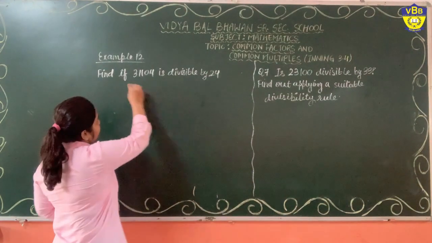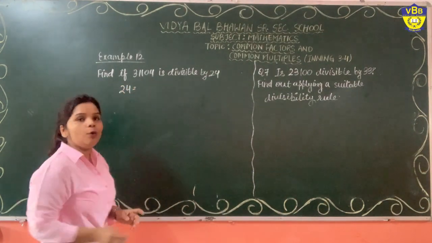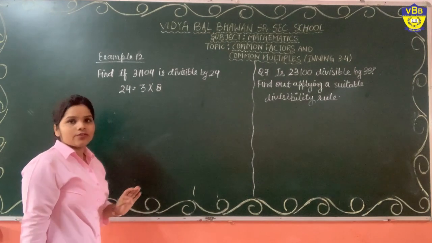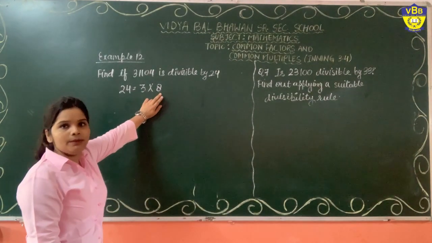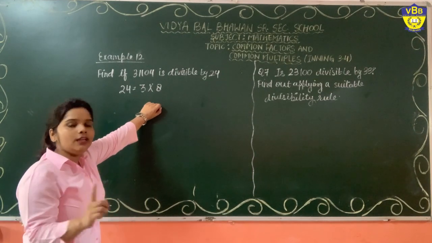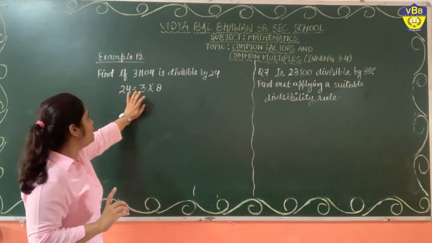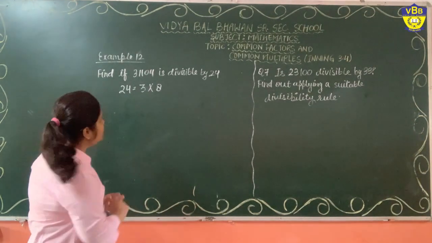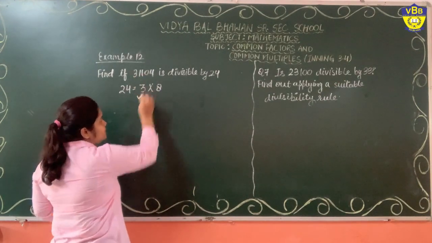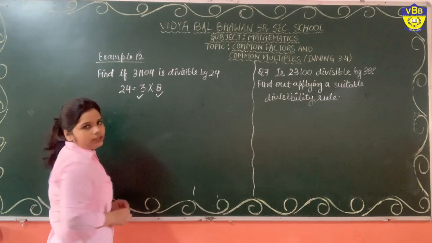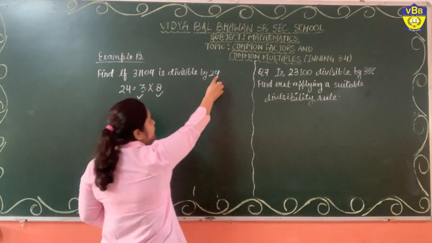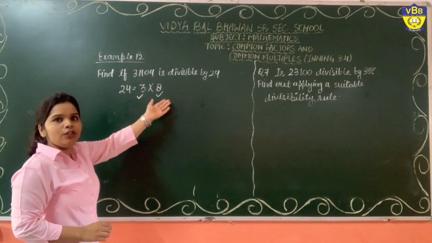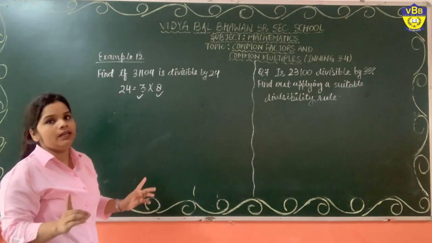We will write 24 as the product of 2 co-prime numbers. 24 can be written as 3 multiplied by 8. 3 and 8 are co-prime numbers because their only common factor is 1. So what is the divisibility rule? If the given number is divisible by both 3 and 8, then it will be divisible by 24. If it is not divisible by either of the two numbers, then it will not be divisible by 24.